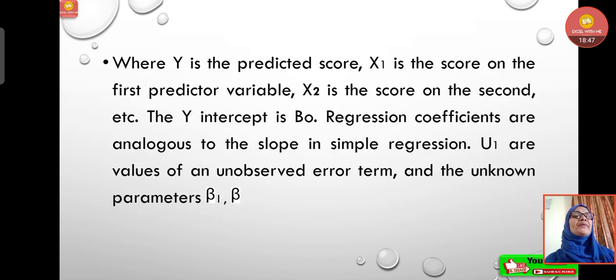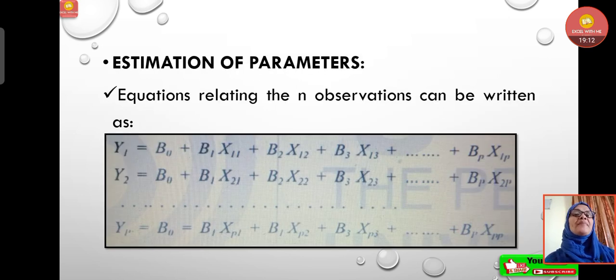Now, where y is the predicted score, x1 is the score on the first predictor variable, x2 is the score on the second, etc. The y-intercept is b0. Regression coefficients are analogous to the slope in simple regression. u1 are values of an unobserved error term and the unknown parameters are beta 1 and beta 2. Now, estimation of parameters: you can see here equations relating the n observations can be written as follows.